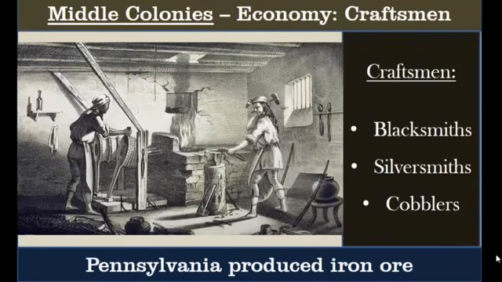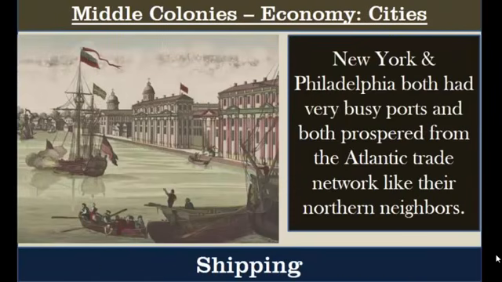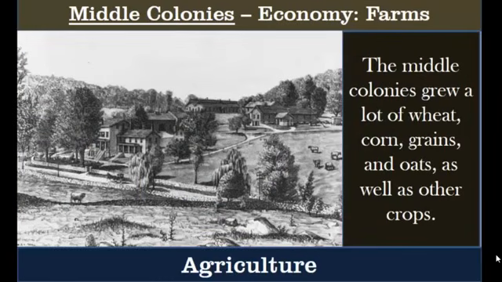Craftsmen such as blacksmiths, silversmiths, and cobblers or shoemakers played an important role in the economies of towns and cities of the Middle Colonies. New York and Philadelphia were busy ports, and shipping and trade were lucrative businesses that helped produce more industries in the Middle Colonies. These busy ports shipped the wheat, grains, and oats produced by local farmers to Europe, the Caribbean, and other colonies.